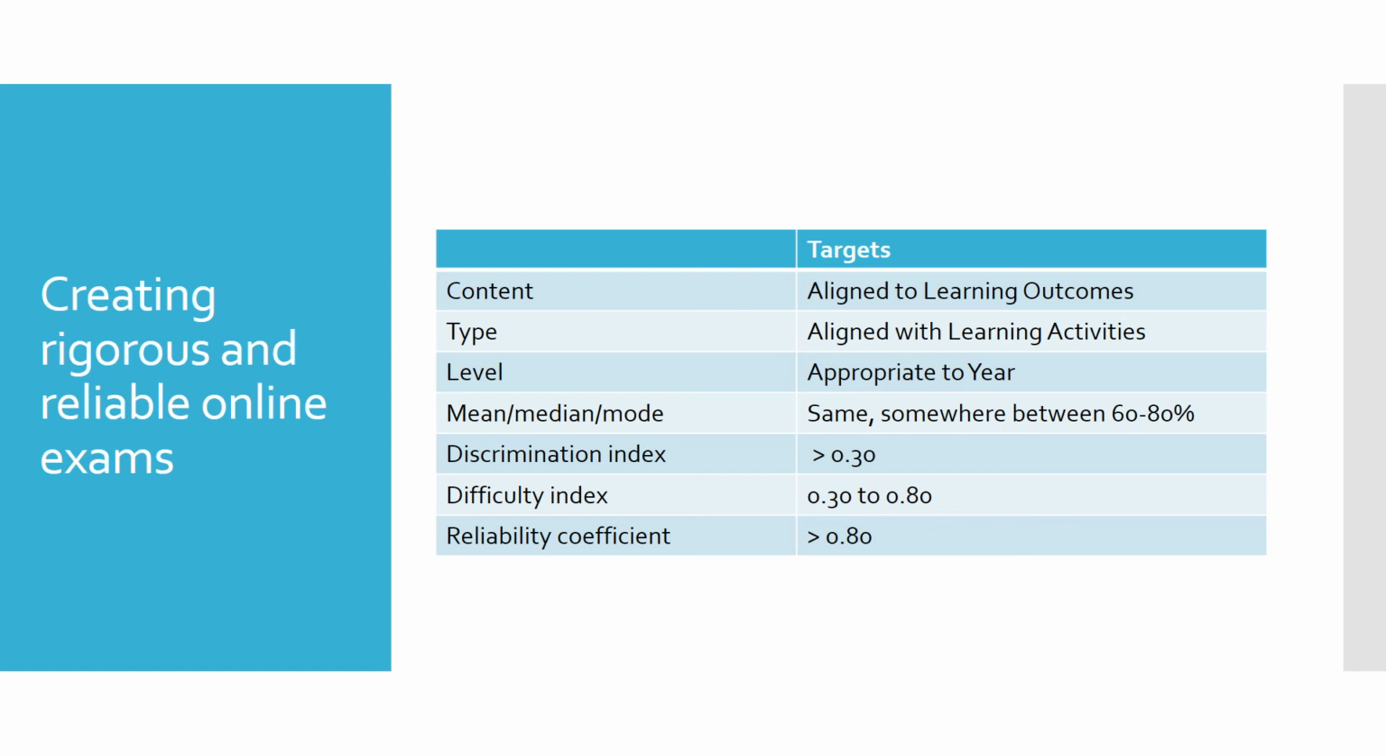And when you're looking at your graphs of your distribution of results, you really want to see that mean, median, and mode being aligned for a normal distribution, and you would really like to see that somewhere between 60 and 80%. You'd like to see a discrimination index above 0.3, a difficulty index between 0.3 and 0.8, and a reliability coefficient above 0.8. So hopefully these tips have been helpful to you about how to create your own rigorous and reliable online exam.